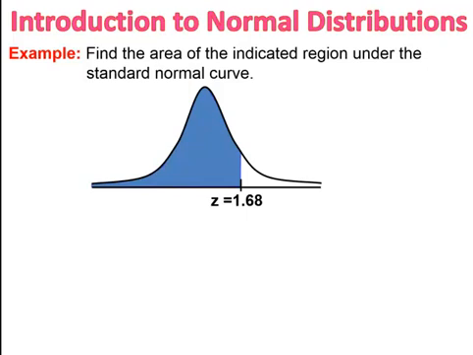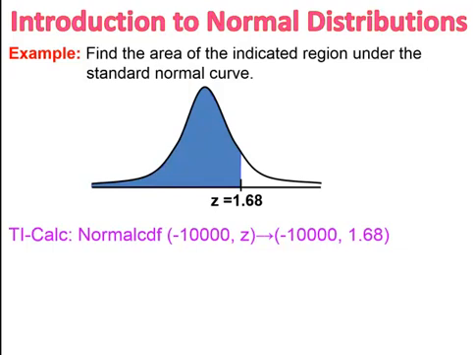So let's find the area here, and the key thing is which direction is it shaded. Because it's shaded to the left, all I have to do is plug it into the calculator with negative 10,000, or negative infinity, and the z-value, and I'll find my area. In this case, the area is 0.9535. And the area and probability are the same, so that's important to make a connection early on: when we find the area, we're really finding the probability, and that's what we're going to be working with in normal distribution.